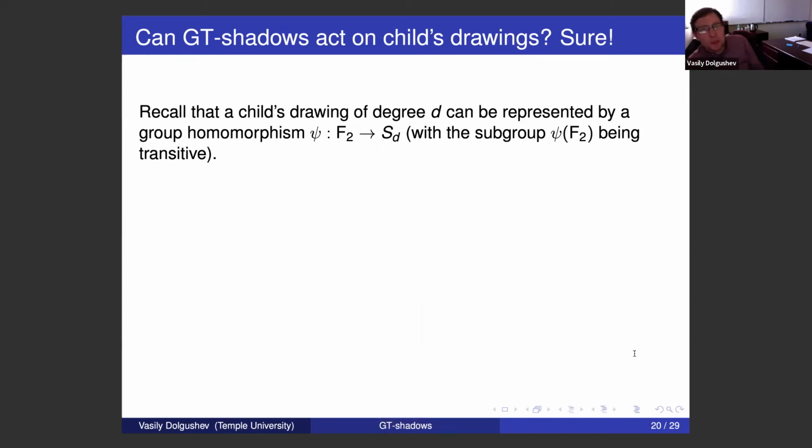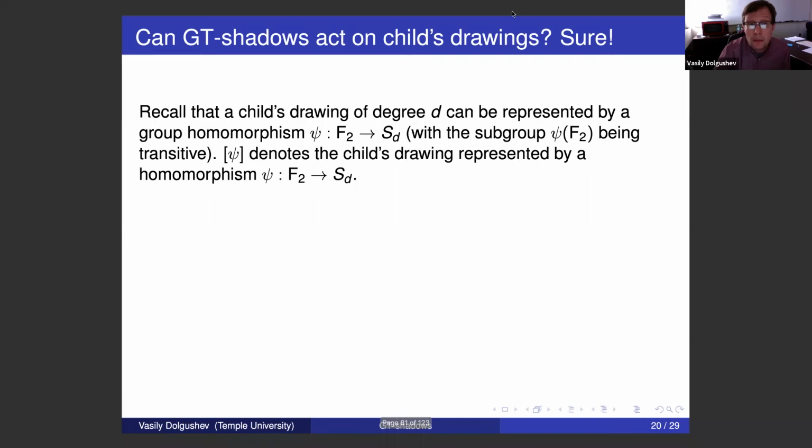I still wanted to talk about the action of GT shadows on Child's drawings, because there are some interesting results. Let me recall that a child's drawing of degree D can be represented by a group homomorphism from F2 to SD. And let me use square brackets for the actual child's drawing. So it's like an equivalence class.